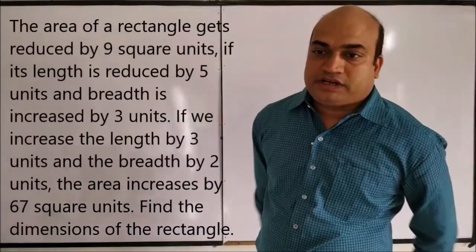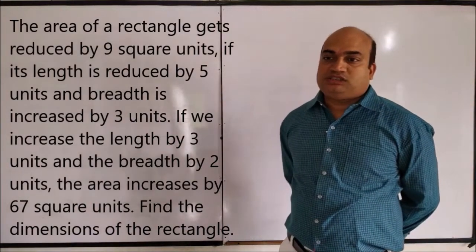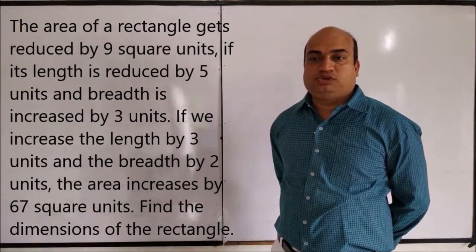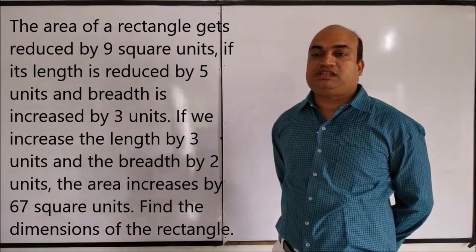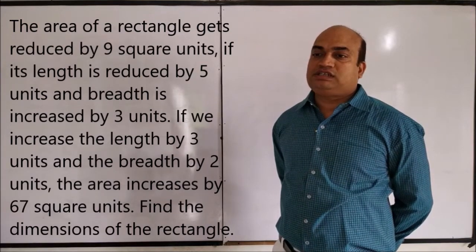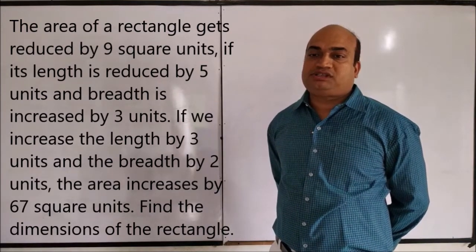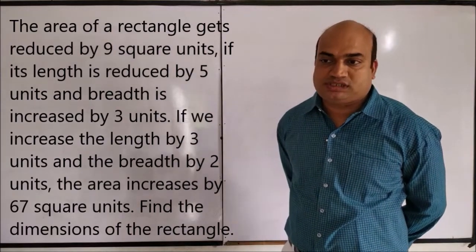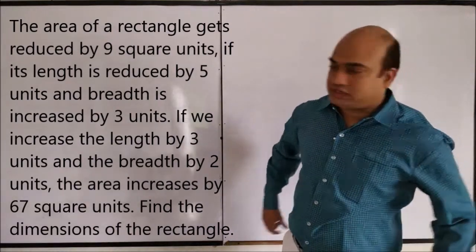The area of a rectangle gets reduced by 9 square units if its length is reduced by 5 units and breadth is increased by 3 units. If we increase the length by 3 units and the breadth by 2 units, the area increases by 67 square units. Find the dimensions of the rectangle.